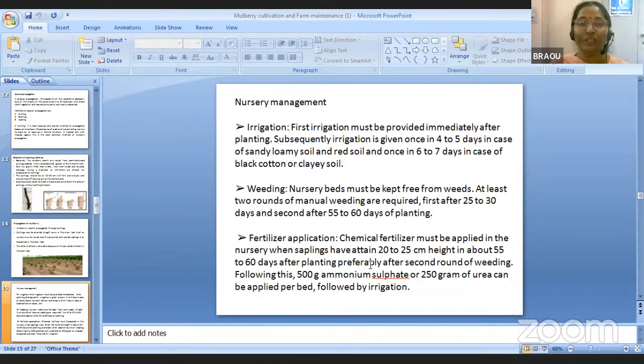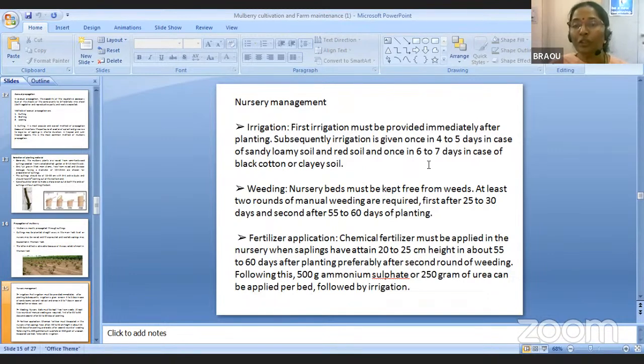What you're going to do first is irrigation. That is, you're going to water them, because the plant needs water and sunlight for photosynthesis to grow. So irrigation is the first one. It has to be provided immediately after planting. When you're planting either the nursery plant or the cutting, the first thing they need after planting is water.